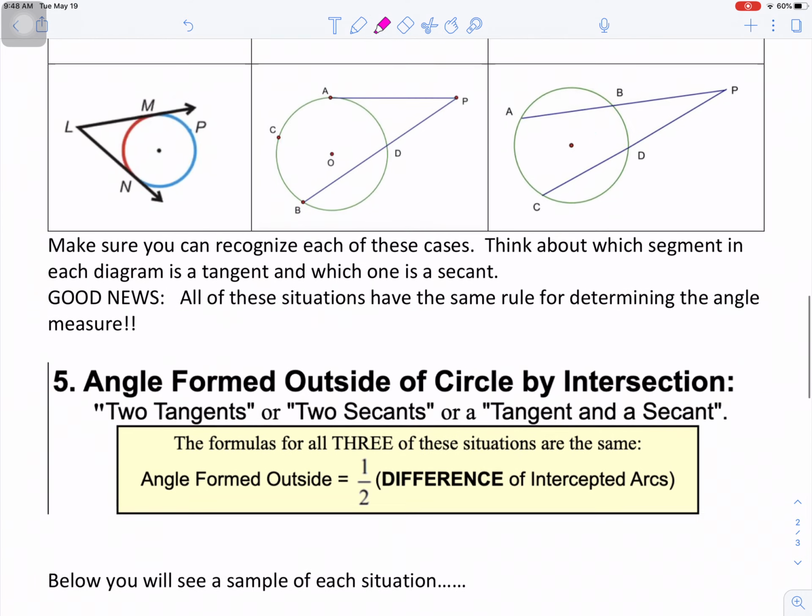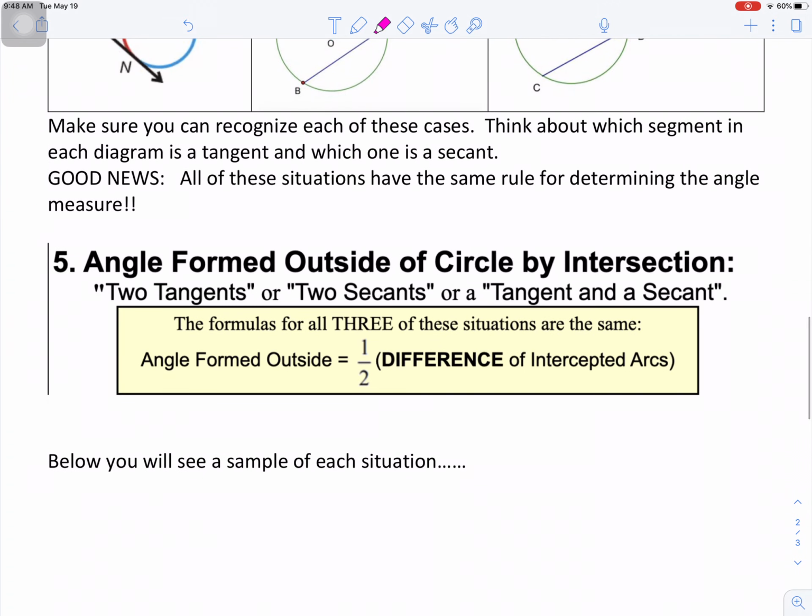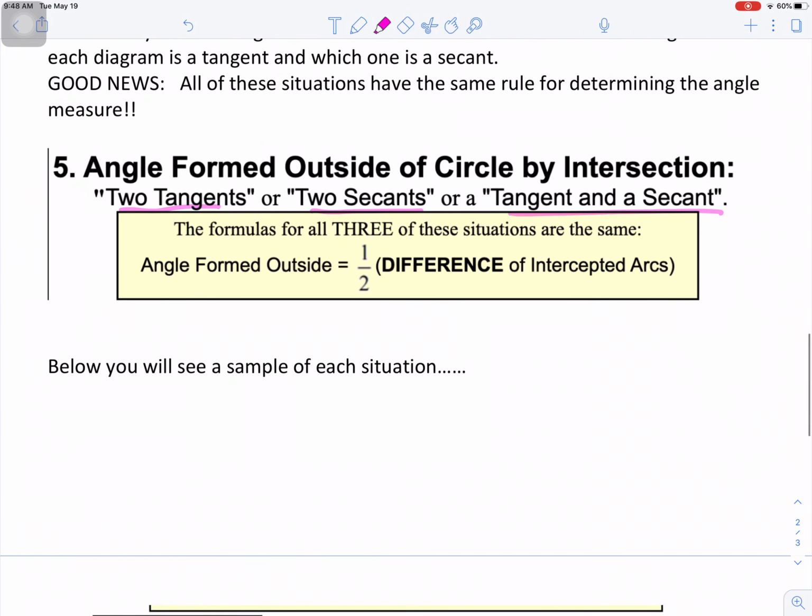Angles formed outside of the circle, now you notice they're all outside the circle, okay? By the intersection of 2 tangents, 2 secants, or one of each. It's 1/2 the difference of the intercepted arcs.